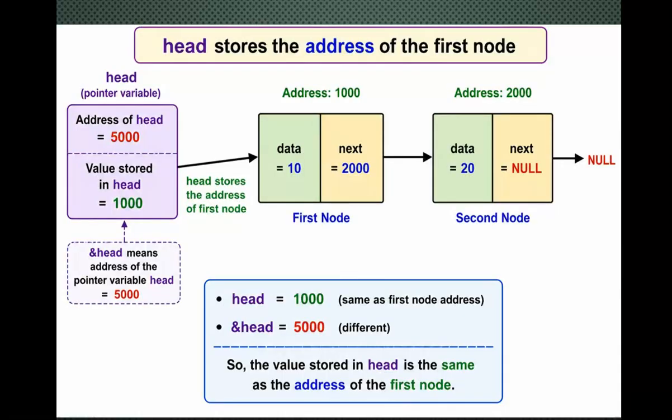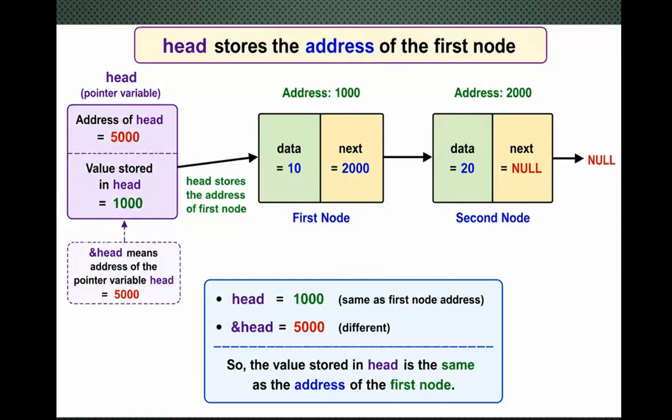I definitely need to talk about this important pointer variable called the head. The head variable stores the address of the first node. Look at the head node, the variable. The address of the head is 5000. The value stored in the head is 1000. So this 1000 is the address of the first node.